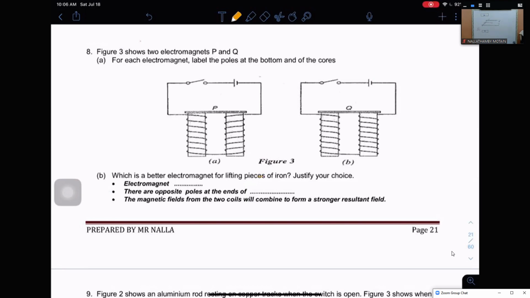Okay. The last one is question number 8, before we continue the subtopic number 3. Figure 3 shows the two electromagnets P and Q. You can see this in your textbook. It's there already, but slightly different. So for each electromagnet, label the poles at the end, at the bottom of the core. So positive, negative.